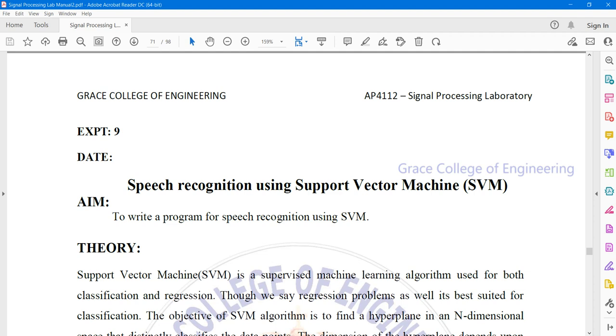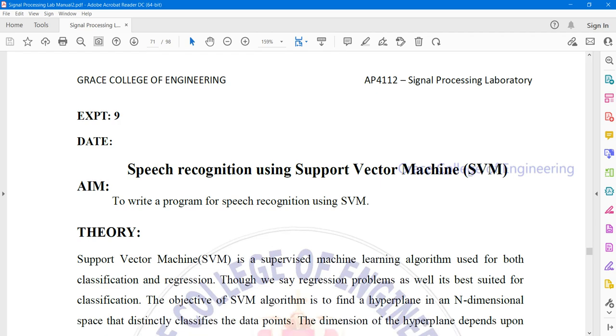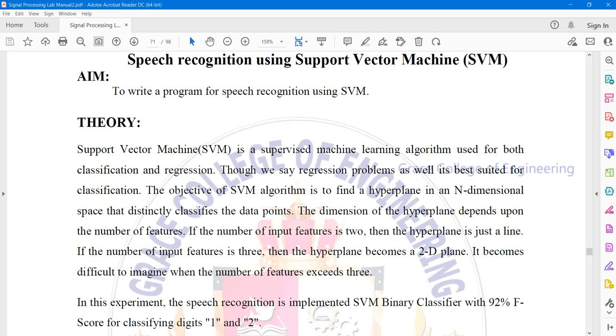In this video we are going to see the ninth experiment, speech recognition using support vector machine. The support vector machine is a supervised machine learning algorithm used for both classification and regression. Though we say regression problems as well, it's best suited for classification applications.